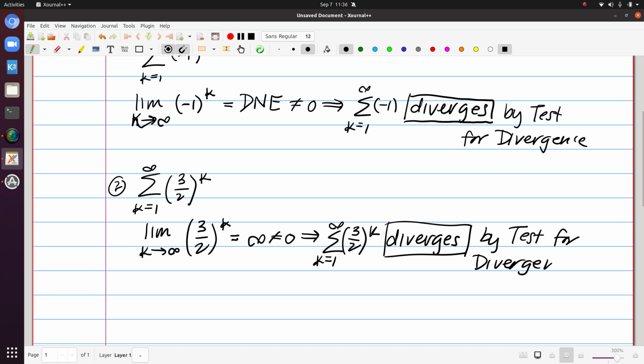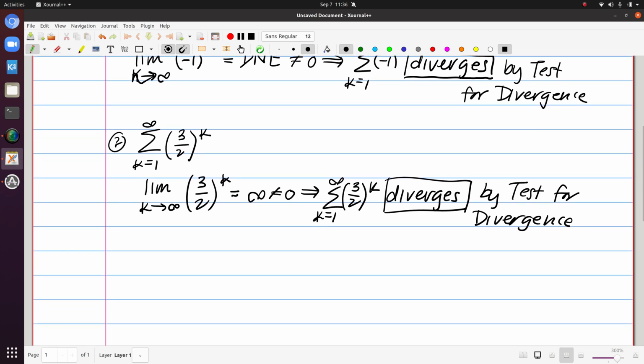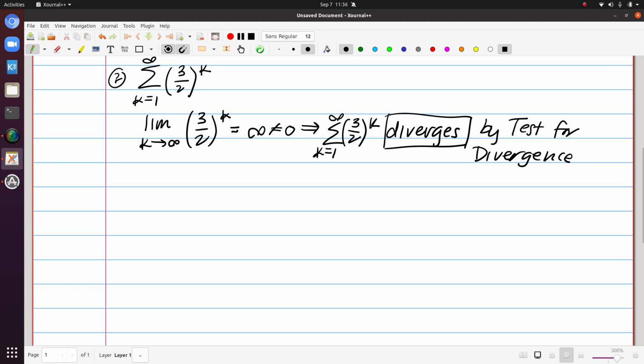Later, we're going to see that this is an example of what we call a geometric series. And so we'll also have another way to analyze that because of it being a geometric series.